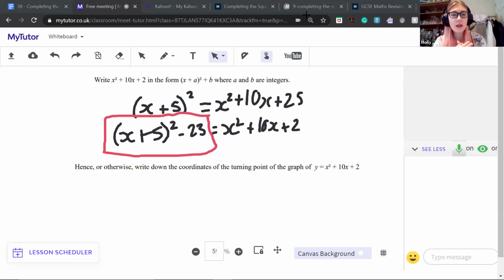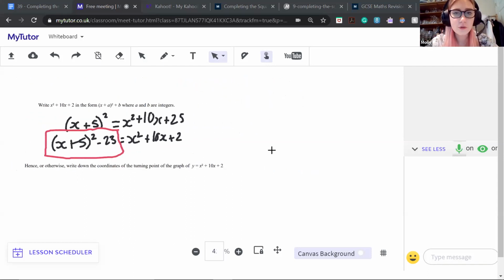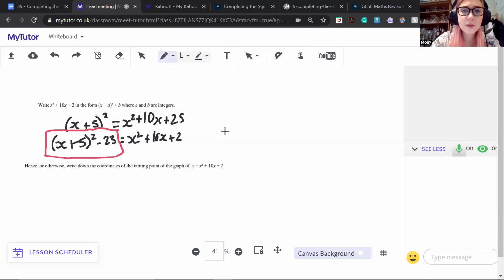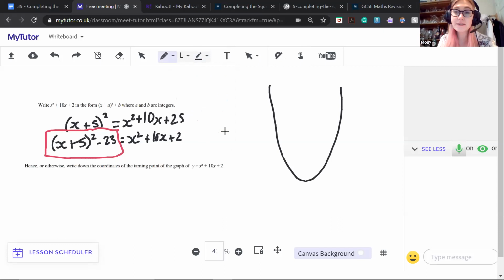Okay, so let's think about what on earth this means. Let's sketch the graph of x squared plus 10x plus 2 first of all. We know it's going to be a positive quadratic. I'm not going to put any axes on yet because we don't know whether it crosses the x-axis, or whether it's mostly on the right or mostly on the left. We could work that out, but we'll work it out from the turning point. So all we know right now is that it looks like this. Positive x squared, so it's a smiley face curve.